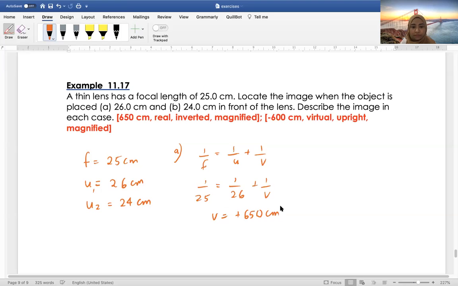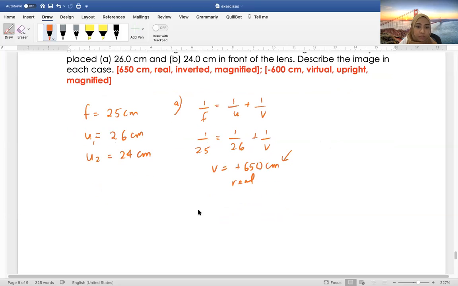So positive v, what does that mean? It means that it is real. So that's your first information: 650 centimeter and it is real. What is 650 centimeter? It's the distance, it's not the height. All right, so now we have u and v. We can calculate its magnification.